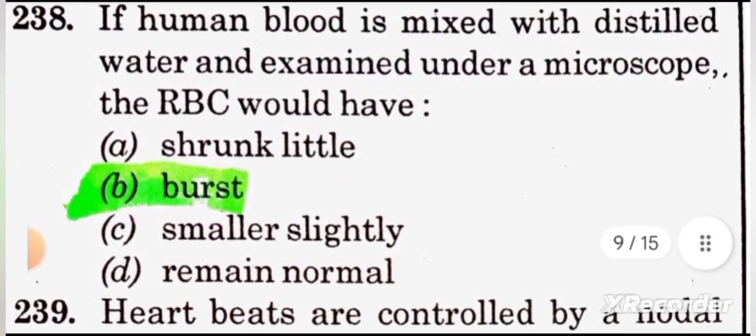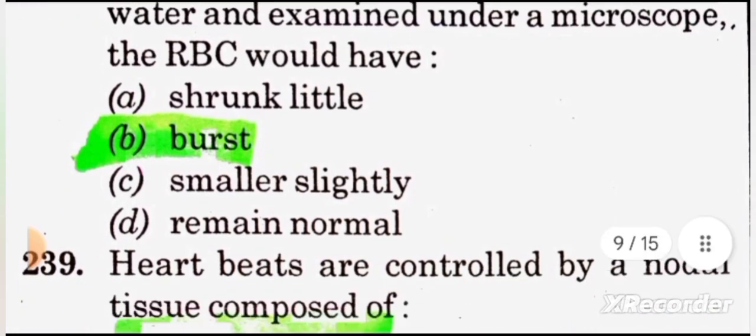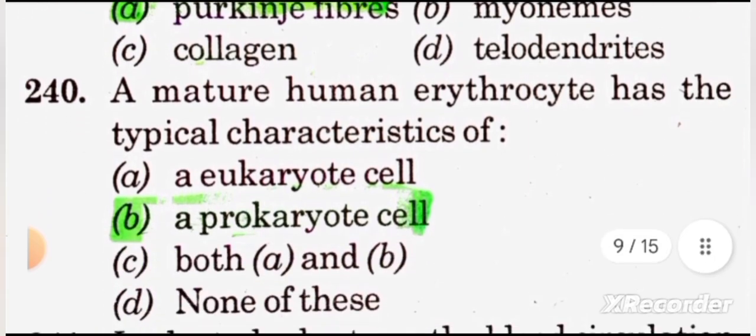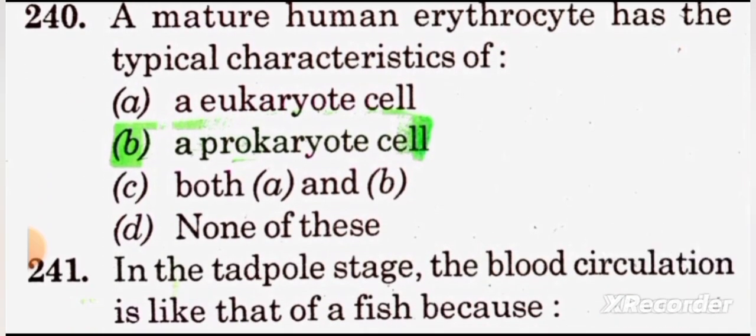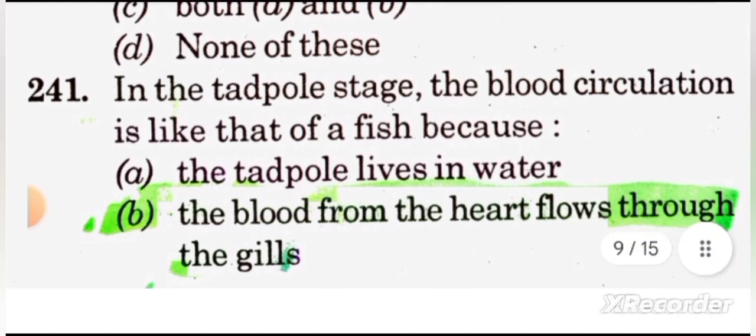Next, 238. If human blood is mixed with distilled water and examined under a microscope, the RBC would have answer B, burst. Next, 239. Heartbeats are controlled by a nodal tissue composed of answer A, Purkinje fibers. Next, 240. A mature human erythrocyte has the typical characteristic of answer B, a prokaryotic cell. Next, 241. In the tadpole stage, the blood circulation is likely that of a fish because answer B, the blood from the heart flows through the gills.